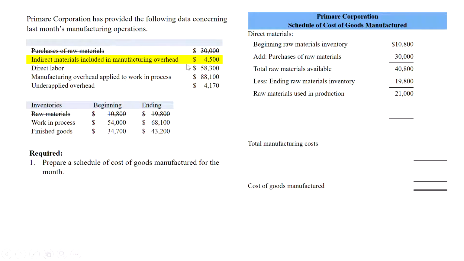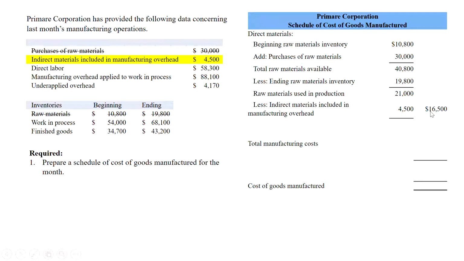Because we have listed here some indirect materials added into manufacturing overhead, we're going to factor manufacturing overhead into our calculations overall, and we don't want to double dip and add it in here and a second time with manufacturing overhead. So if you see any indirect materials included in manufacturing overhead, we need to go over here and subtract it from our raw materials used in production.